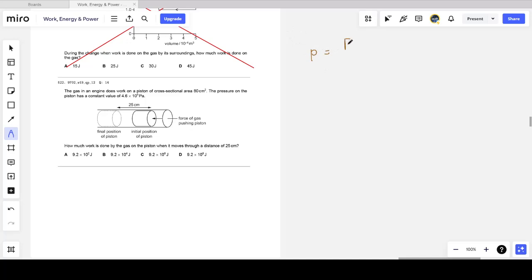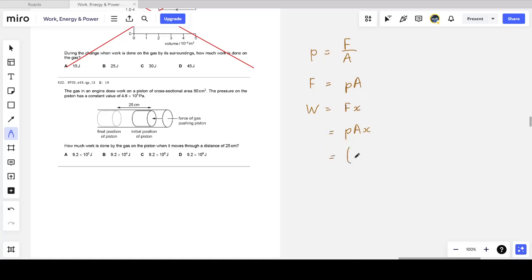And the pressure is the force per unit area by definition, meaning the force applied on the piston is the pressure times the area. The work done by definition is force times distance in the direction of the force. And so the work done is the pressure times the area times the distance, because I already have an expression for F. So the work done is PAX.